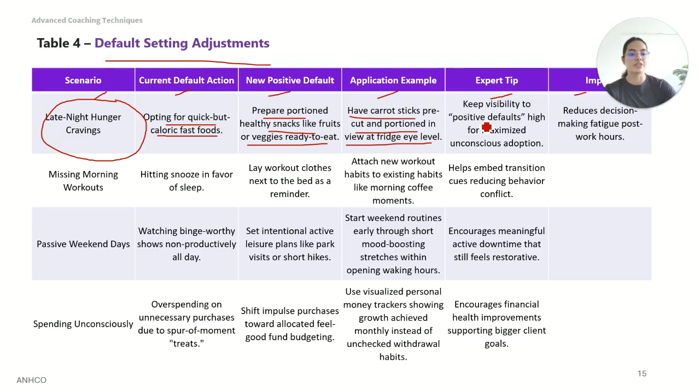Expert tip is to keep the visibility of positive defaults higher for maximized unconscious adoption. The impact is that it reduces the decision-making fatigue post-work hours. Take a moment to have a look at the rest of the examples.